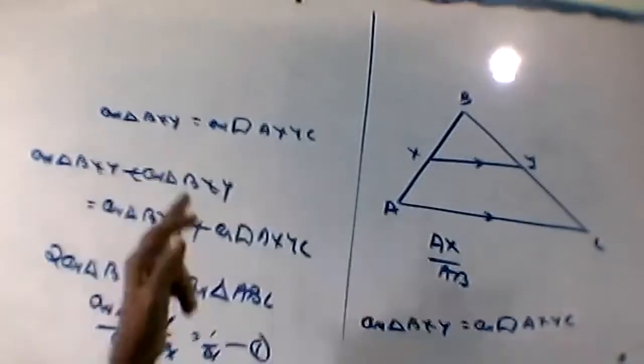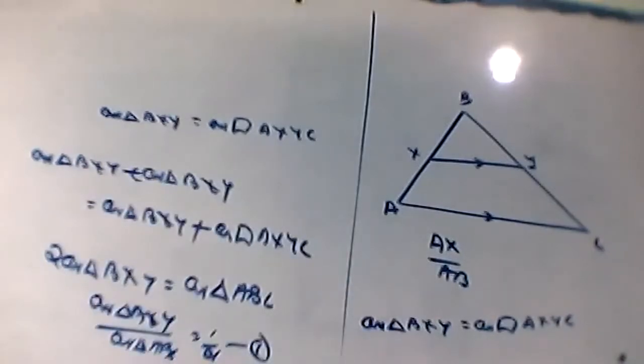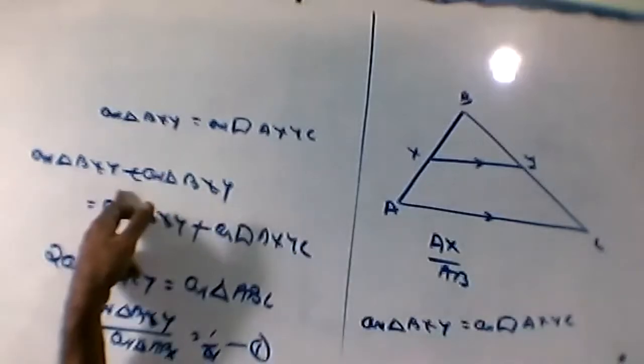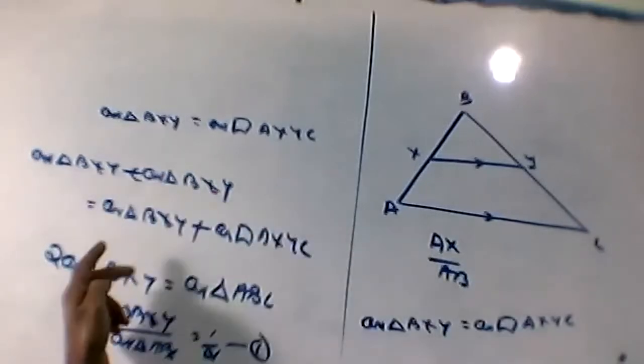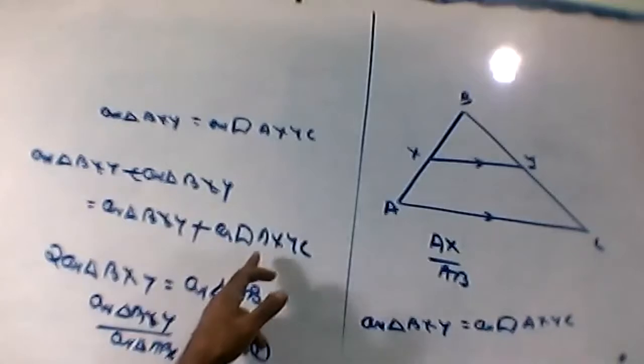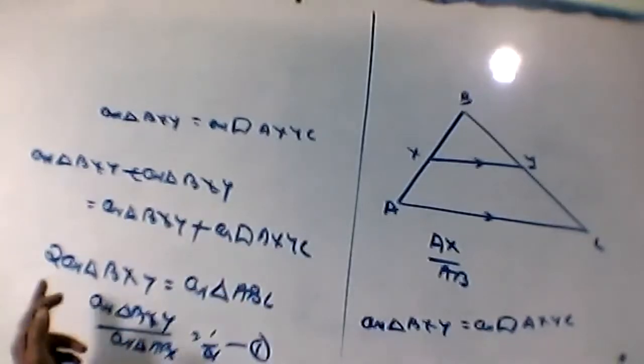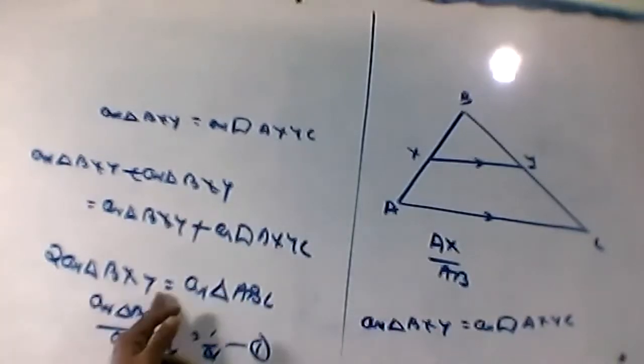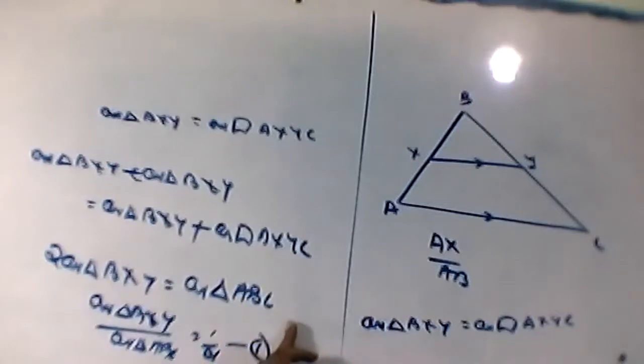We wrote: area of triangle BXY equals area of quadrilateral AXYC, given. Adding the area of triangle BXY on both sides: area of triangle BXY plus area of triangle BXY equals area of triangle BXY plus area of quadrilateral AXYC. That is, 2 times area of triangle BXY equals area of triangle ABC. Therefore, area of triangle BXY by area of triangle ABC equals 1 by 2. I hope it is clear up to here, right? Okay, now listen here.